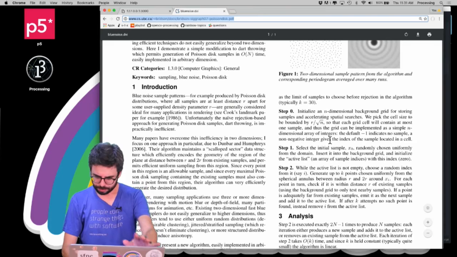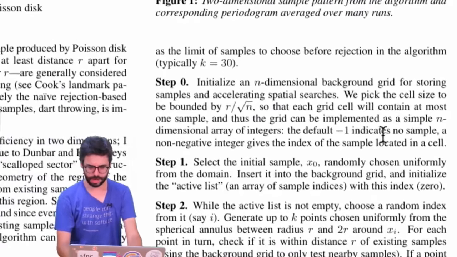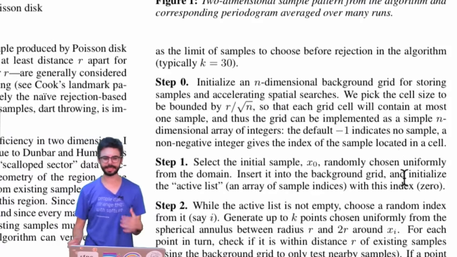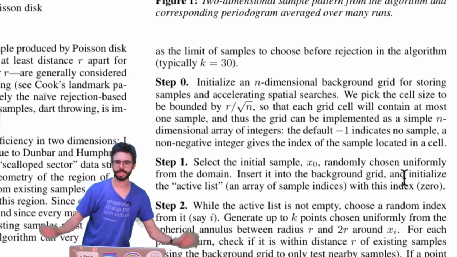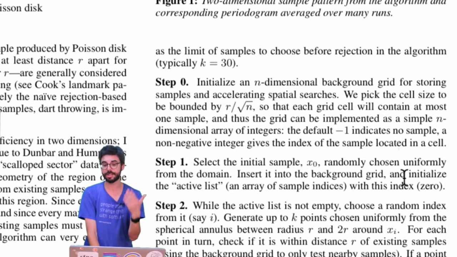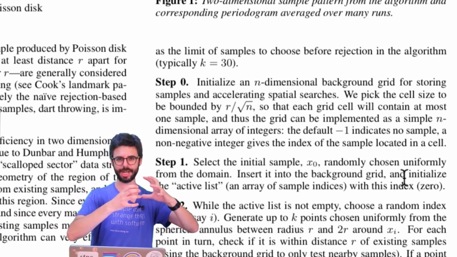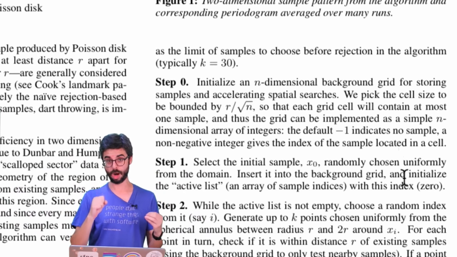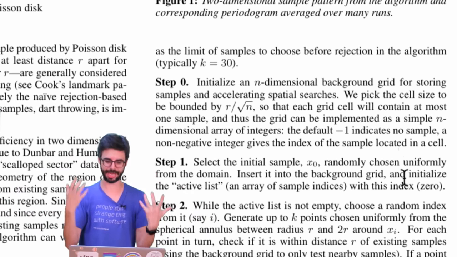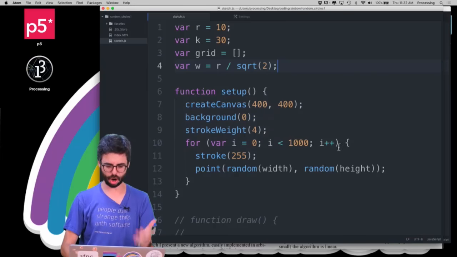Now, let's read this. The grid can be implemented as a simple n-dimensional array of integers. The default negative 1 indicates no sample. A non-negative integer gives the index of the sample located in a cell. So basically, that big array is either going to have a negative 1 in it or another number in it to say there's something in that cell. So let's start.